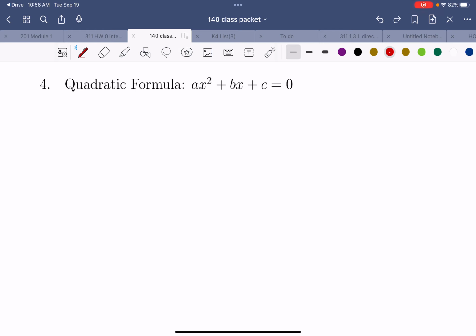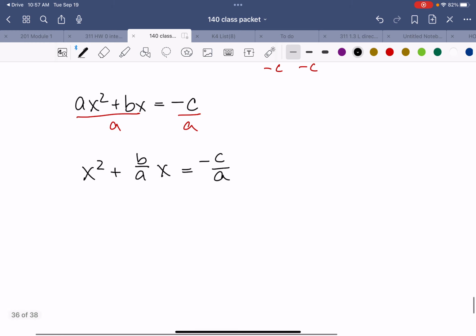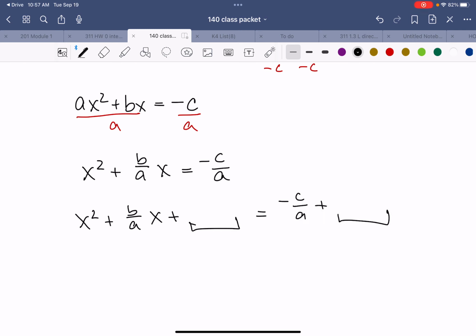So let's move the c to the other side. We move the constant over. That will give me ax squared plus bx equals negative c. Next, we're going to divide by a on both sides. That's going to give me x squared plus b over a times x equals negative c over a. Now, I need to add in the appropriate term on both sides. So I want x squared plus b over a x plus something, equals negative c over a plus that same something.